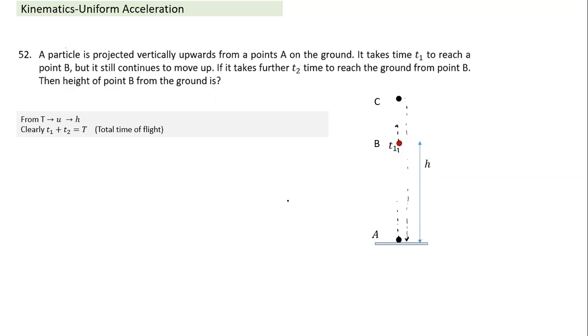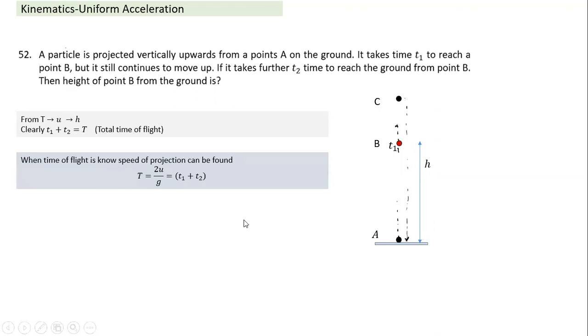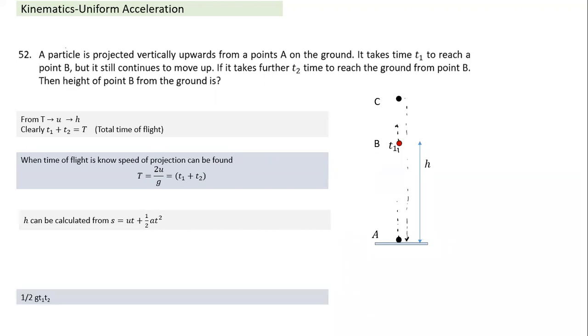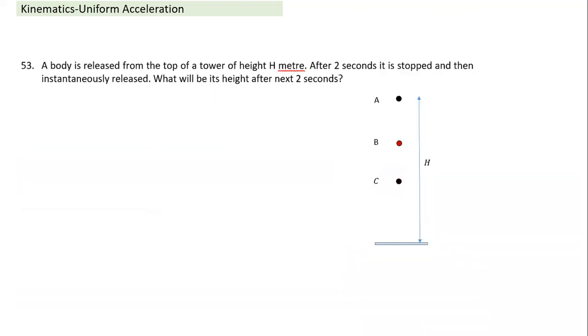Yes. This is something I leave to you. It's fairly simple. When the time of flight is known, the speed of projection can easily be found. In this question, I can get the value of u, and after that I can find this value of h using my standard equation for displacement in time t1. So h can be evaluated from this equation. I will not solve this question here. It is fairly simple. This is only to make you think about how to approach a question. And this is the answer we get here.